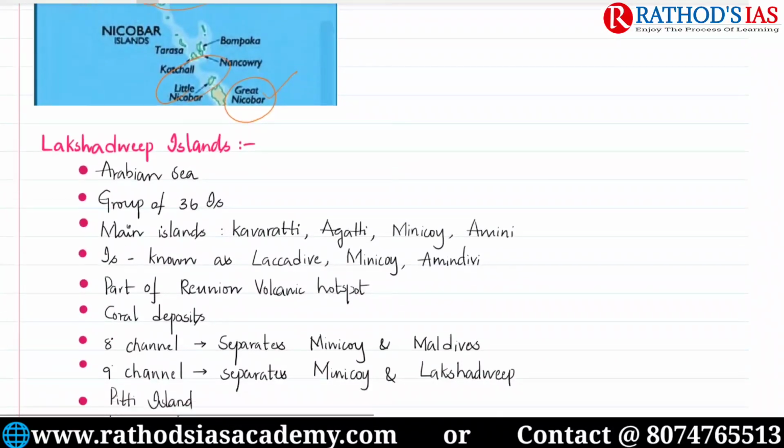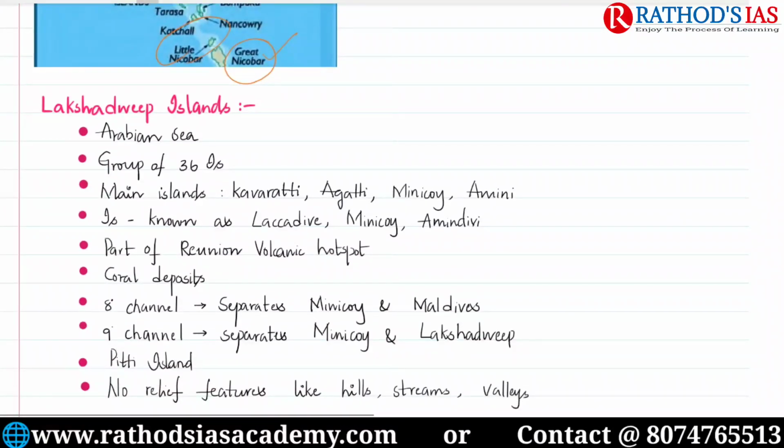And now let us see the next island group, that is Lakshadweep. So these Lakshadweep Islands are located in the Arabian Sea. Where is it located? It is located in the Arabian Sea. And it is a group of 36 islands, and the total size here is 32 square kilometers. And important islands of this Lakshadweep are Kavarati, Agatti, Minicoy and Amini.